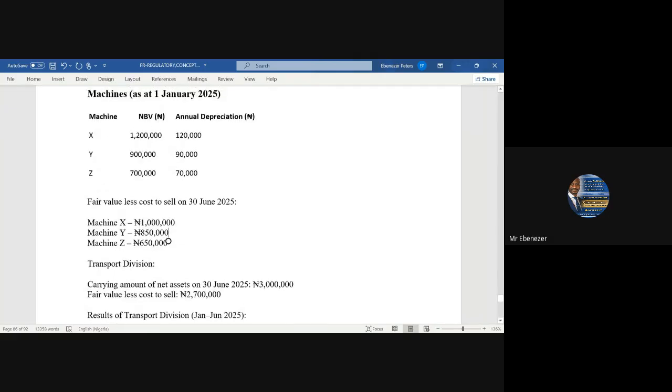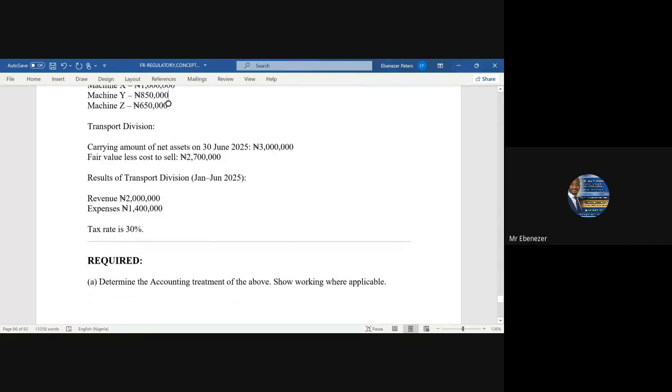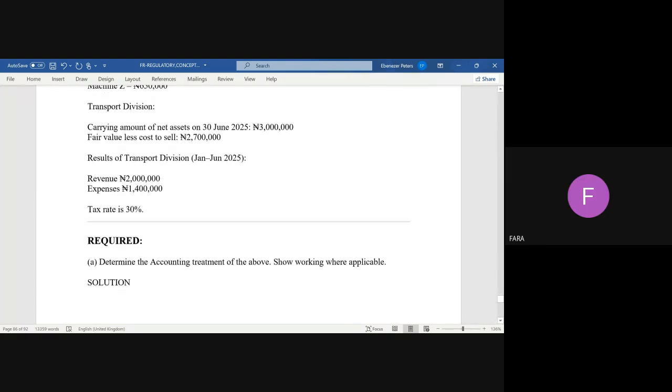So the standalone assets, you will help me to do the accounting treatments. Then for this transport division, we'll do it together now. Solution. Discontinued.